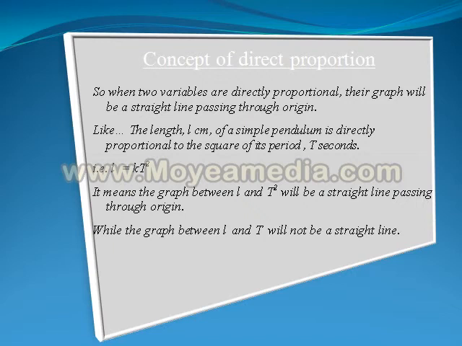Now, as I said, we have done a word problem in which the length of a simple pendulum was directly proportional to the square of its period, which is represented by T. So in that case, the relationship is L equals kT square. In this relationship, if you draw the graph between L and T square, that is going to be a straight line passing through the origin. But if you draw the graph between L and T, not T square, that is not going to be a straight line. So graphically, when you see the graph, you can tell these things.